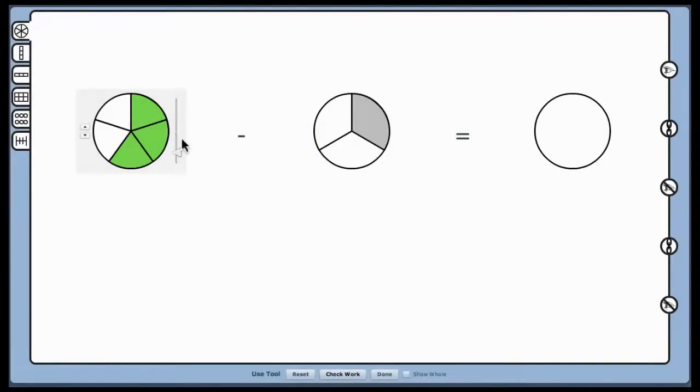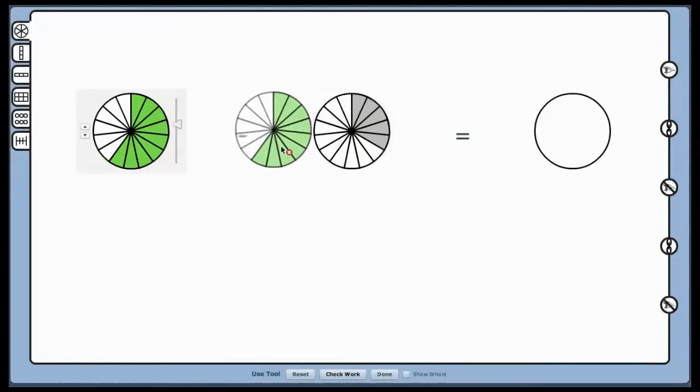Ask them how we can change the problem into one where the parts of both models are partitioned into the same size. Only when the parts of the two models are the same size can we complete the operation. Moving the sliders and moving between the two models allows students to make and check their predictions. This may take a number of trials before students realize that thirds and fifths have a common multiple of 15.